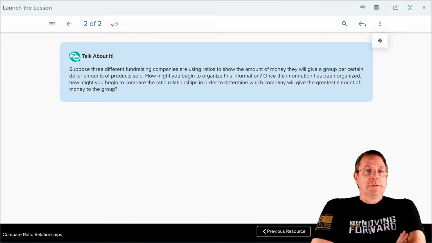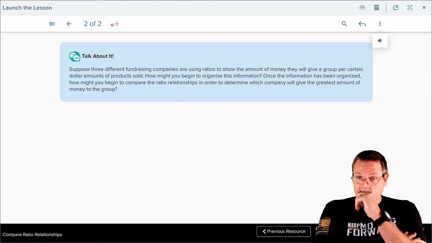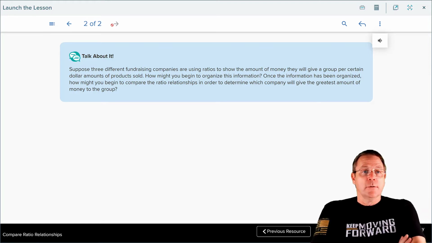Our Talk About It section says, suppose 3 different fundraising companies are using ratios to show the amount of money they will give a group per certain dollar amounts of products sold. How might you begin to organize this information? Once the information has been organized, how might you compare the ratio relationships in order to determine which company will give the greatest amount of money to the group?